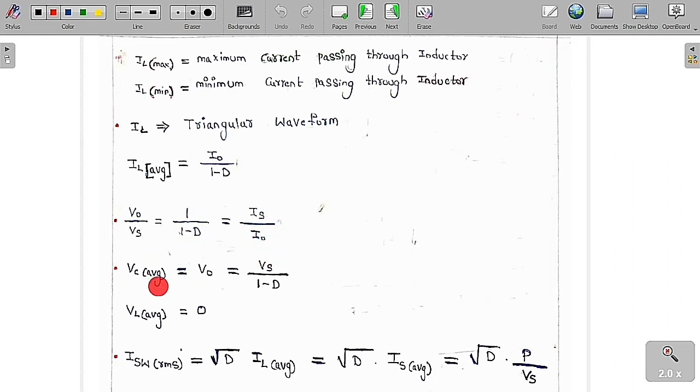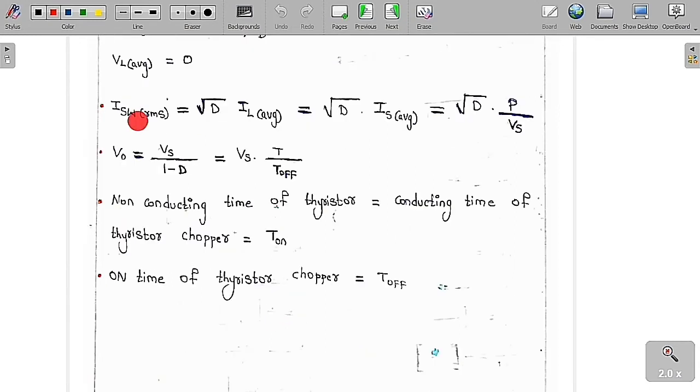And I have already told you the average value of the capacitor voltage is equal to the output voltage average value, which is equal to Vs by 1 minus d. And the average value of the inductor voltage will always be equal to 0, and the average value of the capacitor current is always equal to 0. This I have already told you.